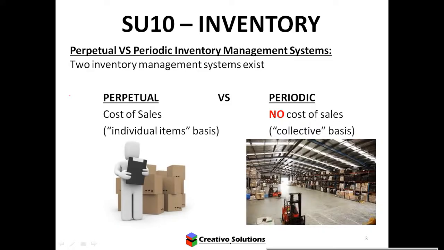Here's the two different systems which you mentioned earlier. What's the difference? Well, perpetual means continuous. So what type of business will be using this? Well, businesses that have few items. Okay, where you're not going to have too many.